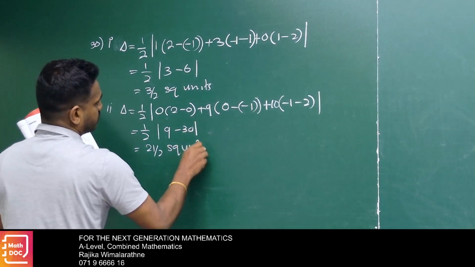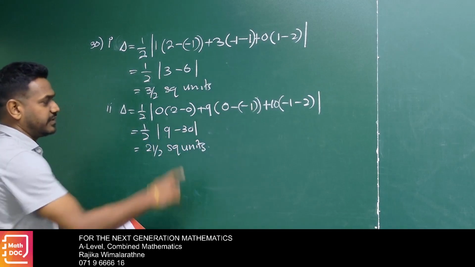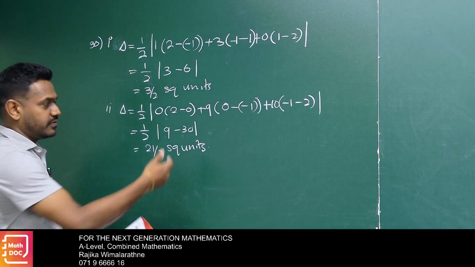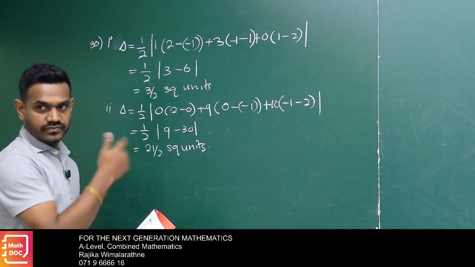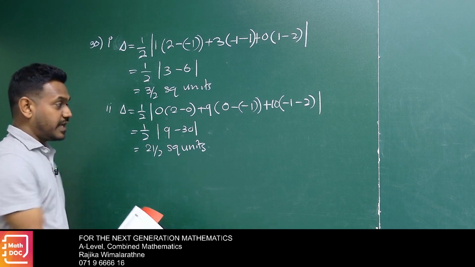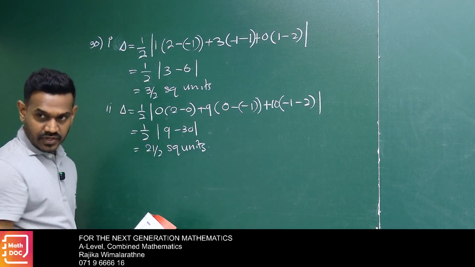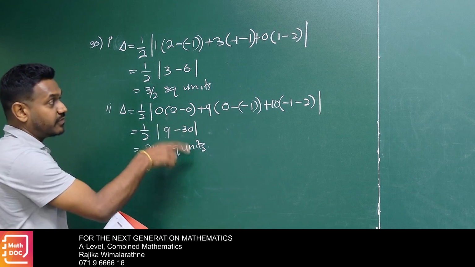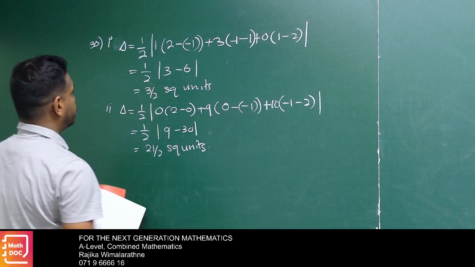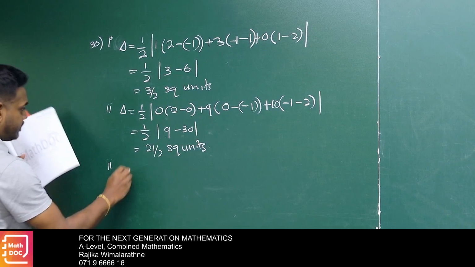Here the application of this modulus is about neglecting sign. Then if you have a minus sign inside, you forget that sign, convert that into plus. But if you have a plus sign, you can forget the modulus. That's the application of modulus. Okay, here minus 3 over 2. Okay, third one.